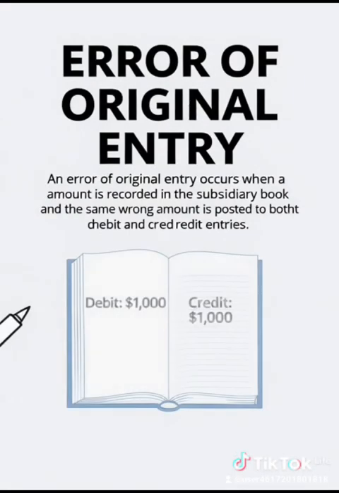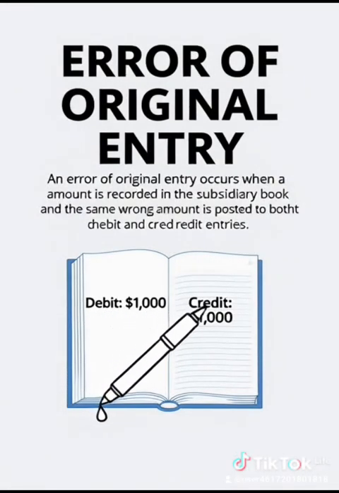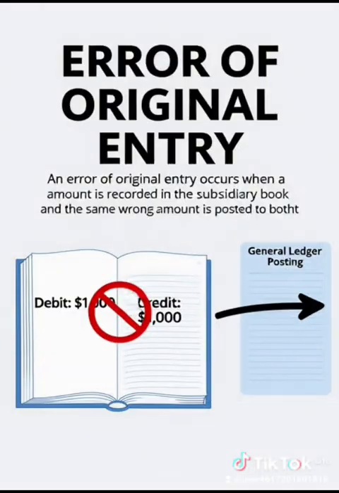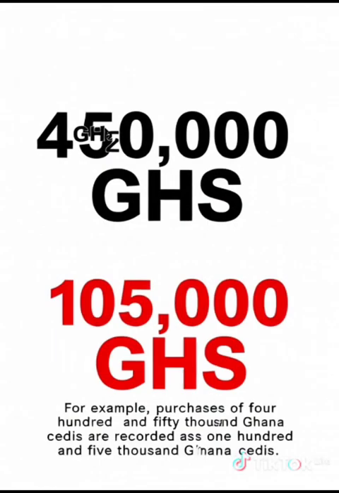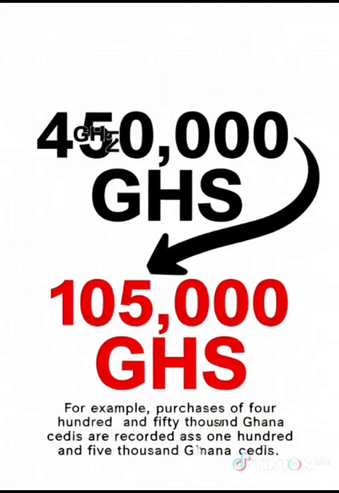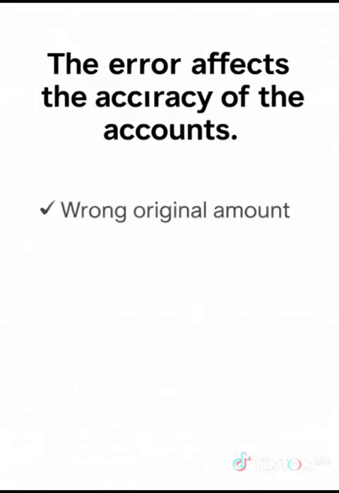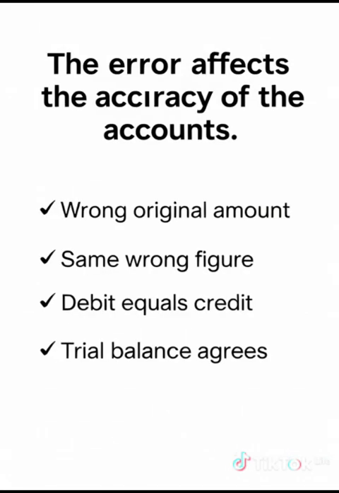An error of original entry occurs when a wrong amount is recorded in the subsidiary book and the same wrong amount is posted to both the debit and credit entries. For example, purchases of 450,000 Ghana cedis are recorded as 105,000 Ghana cedis. The error affects the accuracy of the accounts. Key points: wrong original amount, same wrong figure, debit equals credit, trial balance agrees.